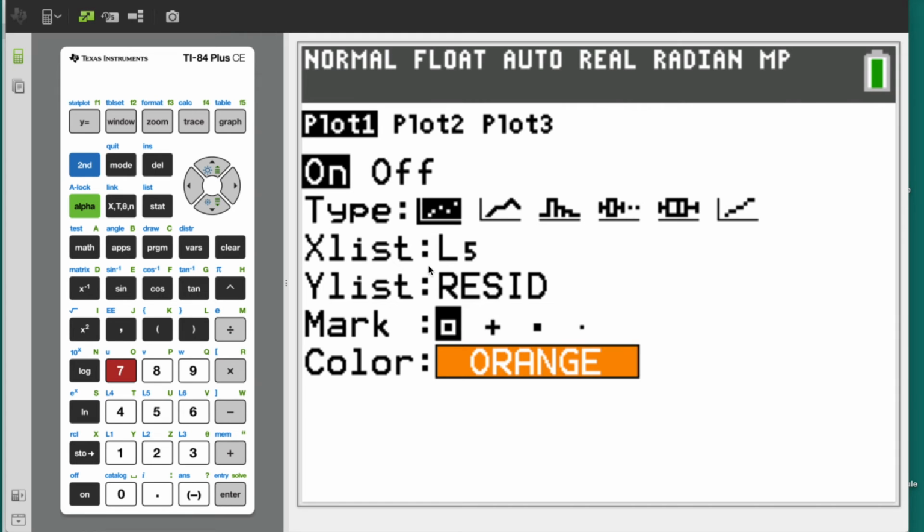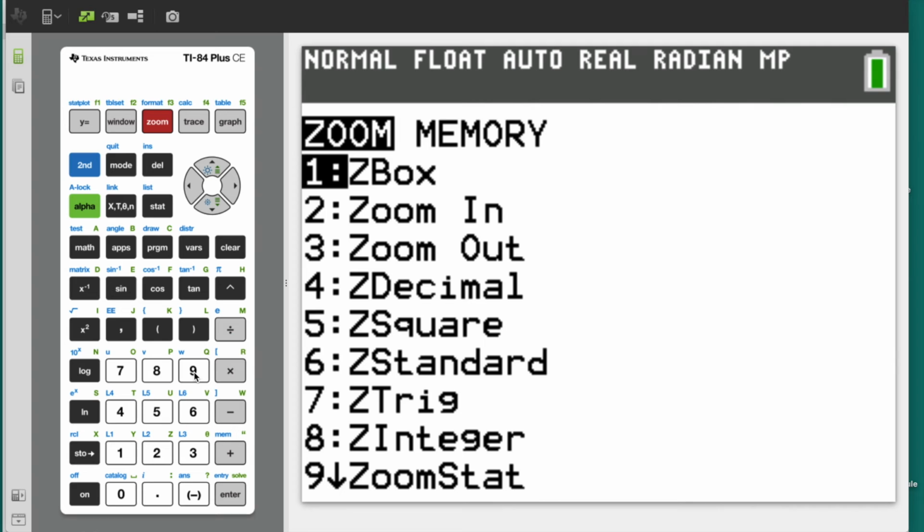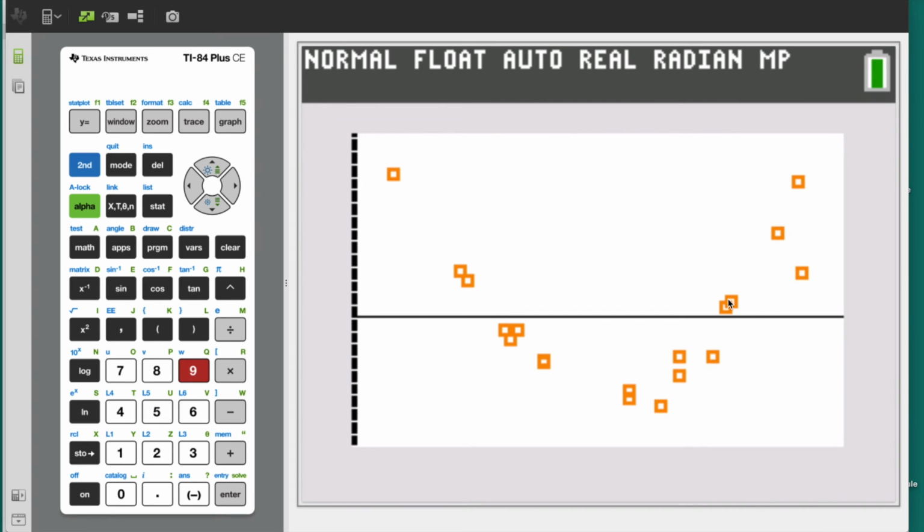Okay, so L5 staying the same, put in the residual in there. Residual always goes into the Y list, and we have that big U shape, so that's no good. Okay, so this was interesting. The scatter plot looked very similar, and the residual looked very similar. It did drop the R and R squared a little bit.